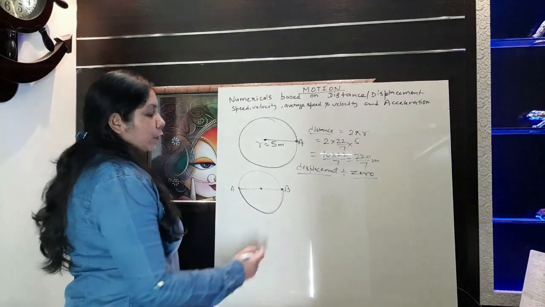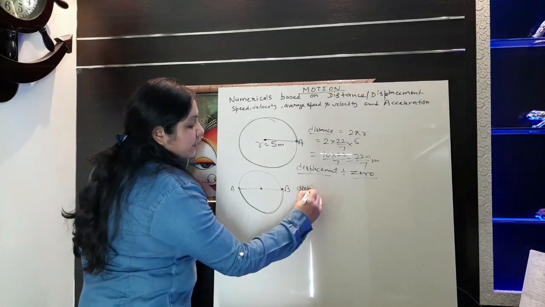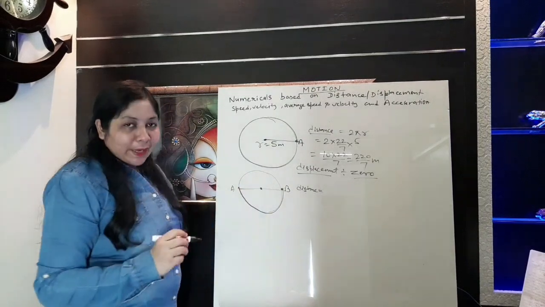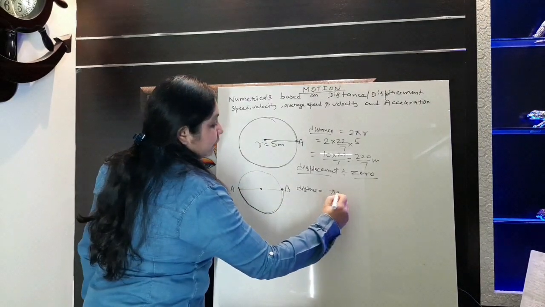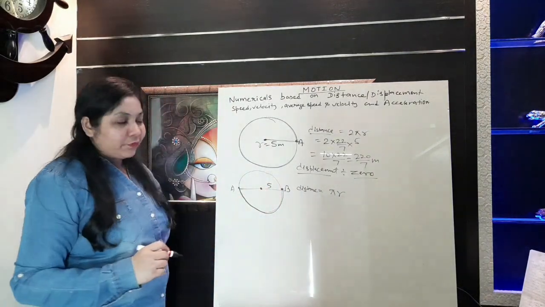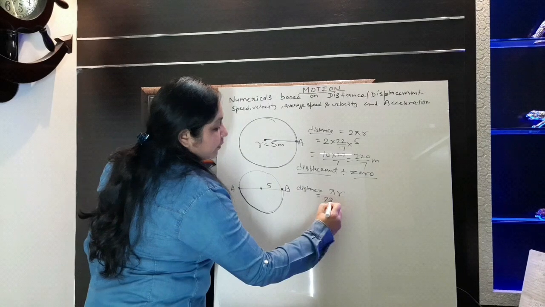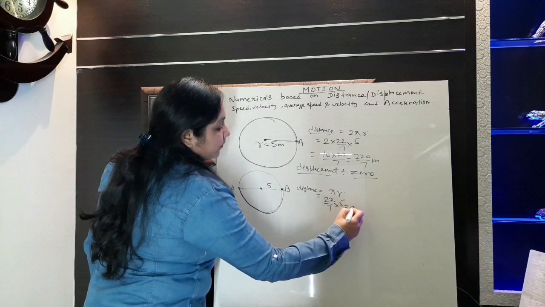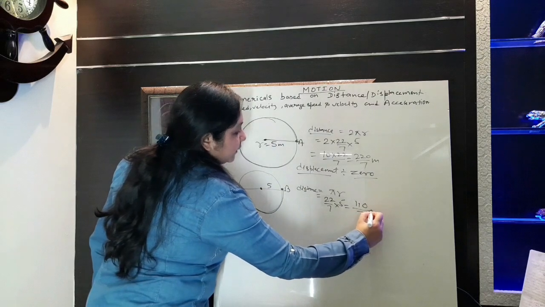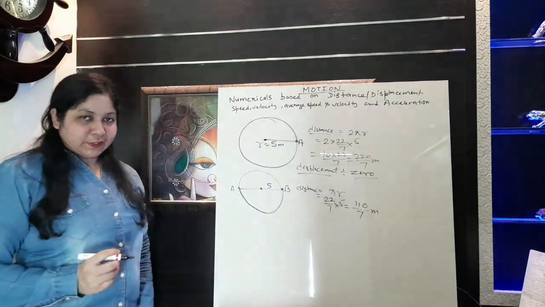So in this case, what will be the distance covered by the object? It is half a round. If a complete round is 2πr, then half a round will be only πr, right? If this is your radius, 7 is your radius, so what will be the distance covered by the object? That will be 110 by 7 meter, right?